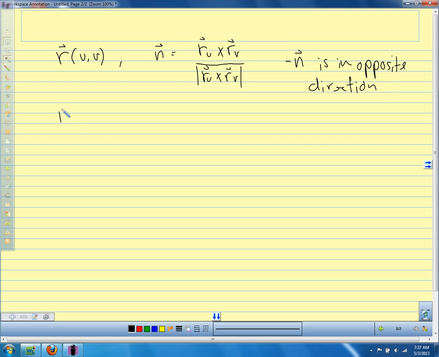So for the type of surface that we've been working with more frequently, if we have z equals some function of x and y, to come up with our unit normal vector, and we've done this before, we write g of x, y, z equals z minus g of x, y, and that equals 0.